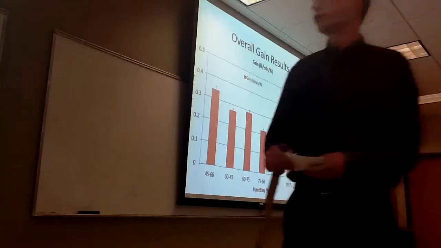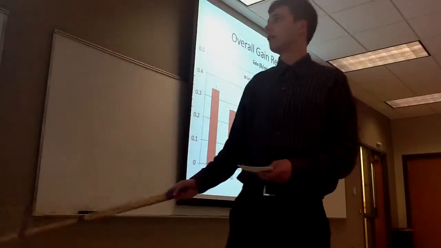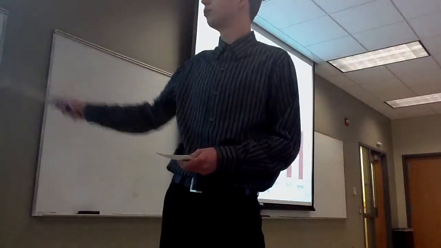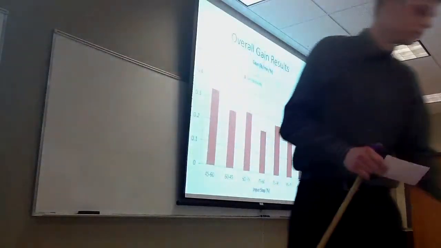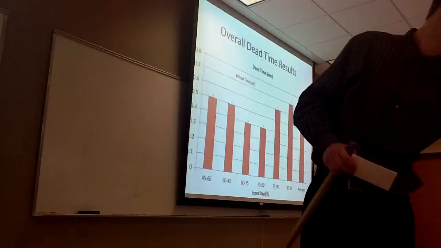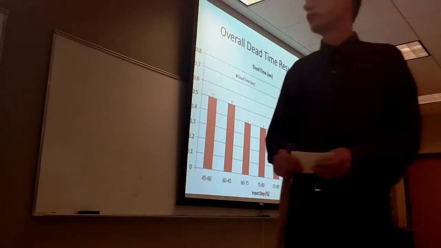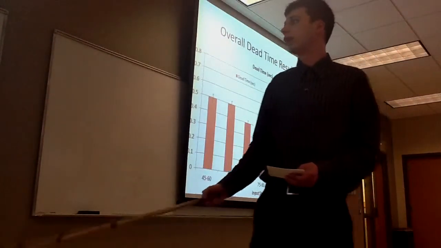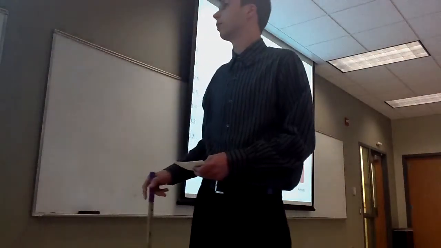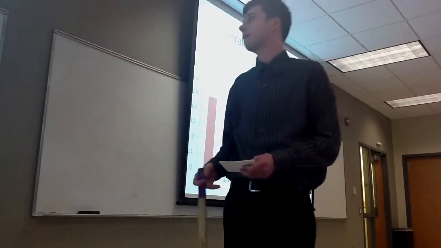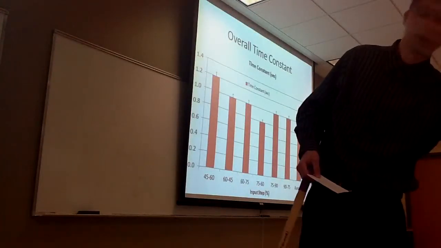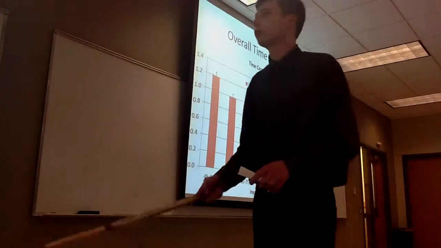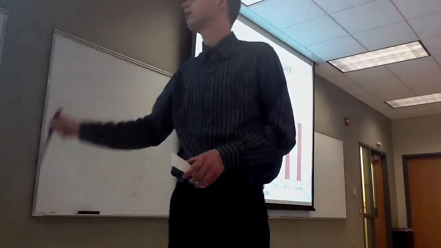These are our overall gain results. Our overall gain average was 0.29 pounds per minute per percent. These are our overall dead time results. Our average dead time was 0.52 seconds. Our overall time constant was 1 second.